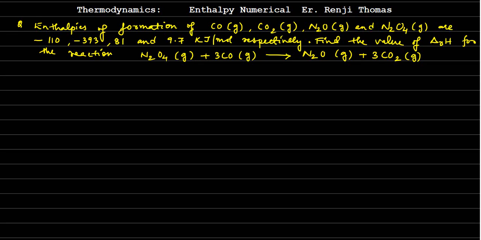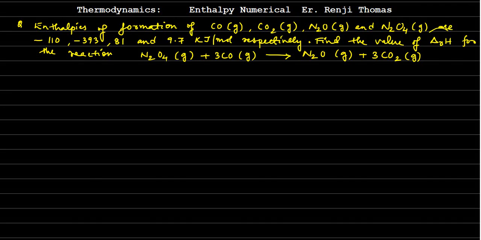It's written here: the enthalpies of formation of carbon monoxide gas, carbon dioxide gas, dinitrogen oxide gas and dinitrogen tetroxide gas are minus 110, minus 393, 81, and 9.7 kilojoule per mole respectively. So you have to find the value of delta RH. My dear students, delta RH is nothing but the enthalpy change of the reaction, okay, for a particular reaction. This reaction is given.